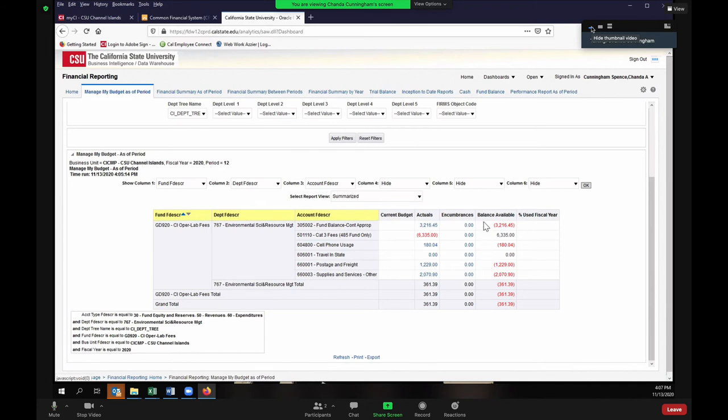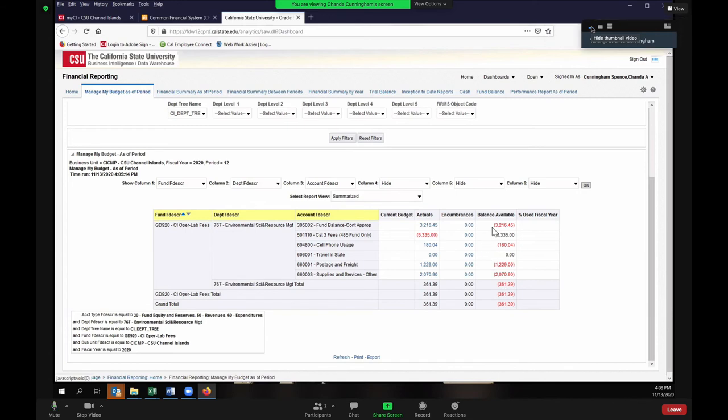And I'll pull the report from last year so we can see what this over expenditure is. But that's probably what Alex showed you. And then you've got $180 in cell phone usage. You've paid $1,229 in postage and $2,000. So it looks like you've got $361 available. No, that's under, right? Isn't it 361 in the red? 361 over, yeah. Okay.